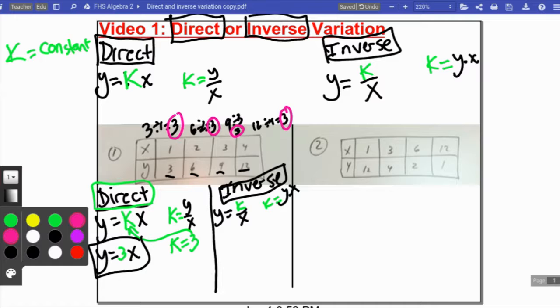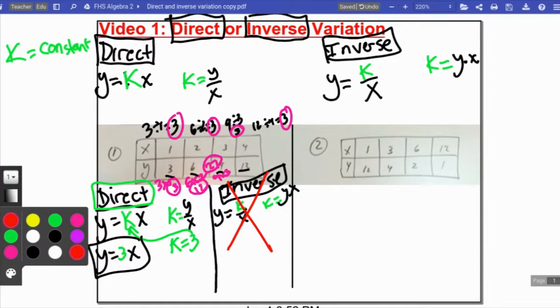So let's see, 3 times 1, you get 3. I circle that. 6 times 2, you get 12. Okay, ladies and gentlemen, that's not the same answer. Let's continue. 9 times 3, you get 27. So I can just stop. They don't equal the same number. So it's not an inverse. It's a direct variation.